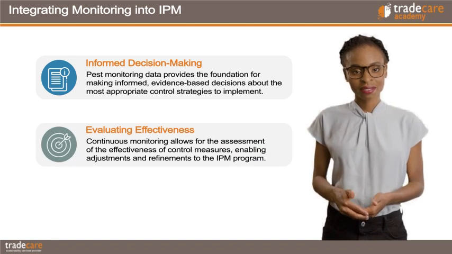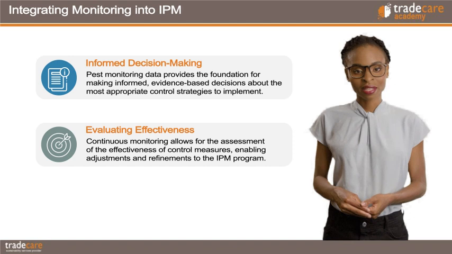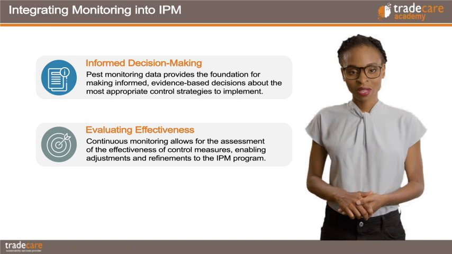Evaluating effectiveness. Continuous monitoring allows for the assessment of how effective control measures are. This ongoing evaluation enables you to make necessary adjustments and refinements to your IPM program, ensuring its success over time.